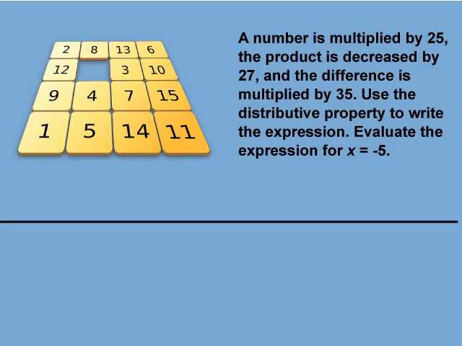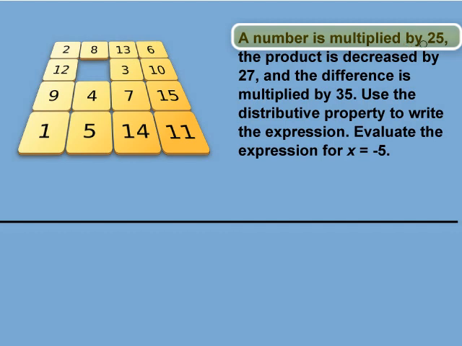A number is multiplied by 25, the product is decreased by 27, and the difference is multiplied by 35. Use the distributive property to write the expression. Evaluate the expression for x equals negative 5. This is an example of converting words into an algebraic expression. Let's start with this part.